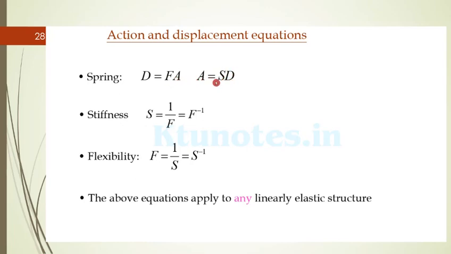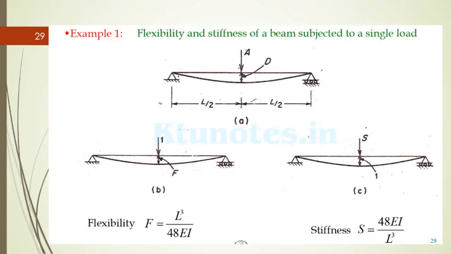So there is a relation between F and S. One is the inverse of the other. The stiffness S is equal to 1 by F, which is equal to F inverse, and the flexibility F is equal to 1 by S, which is S inverse. So both the stiffness and the flexibility are the inverse of each other, and the above equations can be applied to any linearly elastic structure. We will see some problems to make the concept clear.